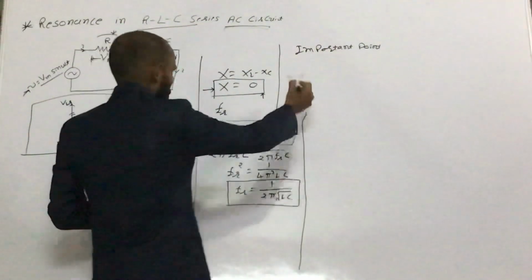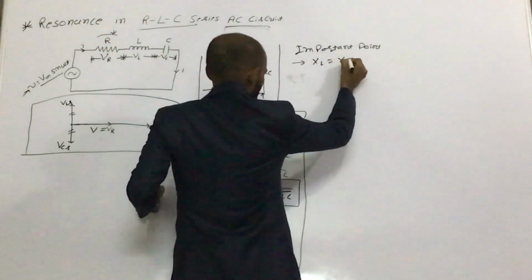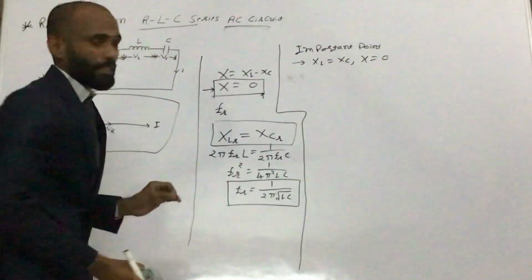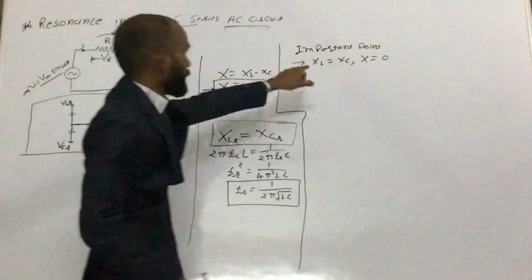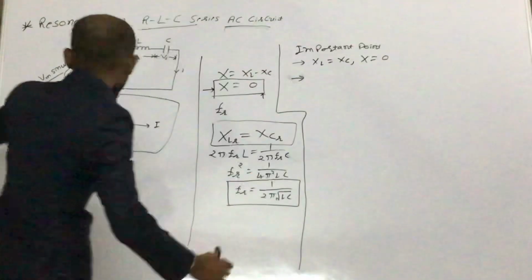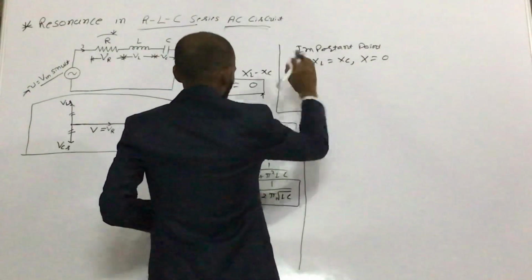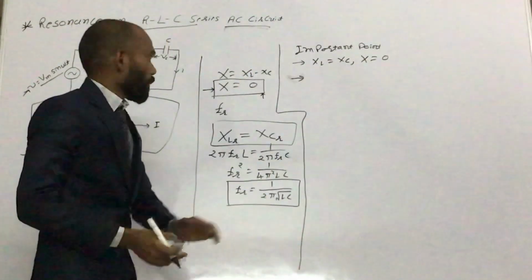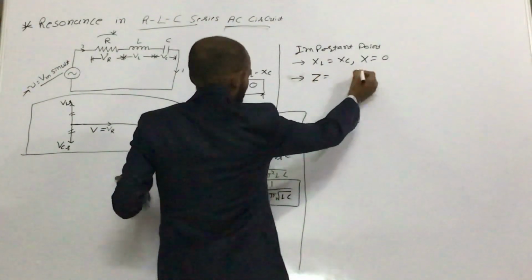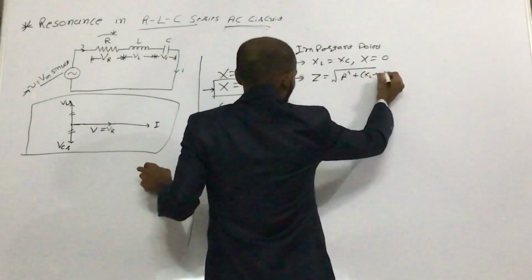Now under resonance, when circuit is in resonance, then XL is equal to XC. So net reactance of the circuit is 0. For RLC series circuit in resonance, net reactance of the circuit is 0. Also here we can see that VL is equal to VC. Now when X is equal to 0, then impedance of the circuit, now we know that impedance of the circuit is given by square root R square plus XL minus XC whole square.